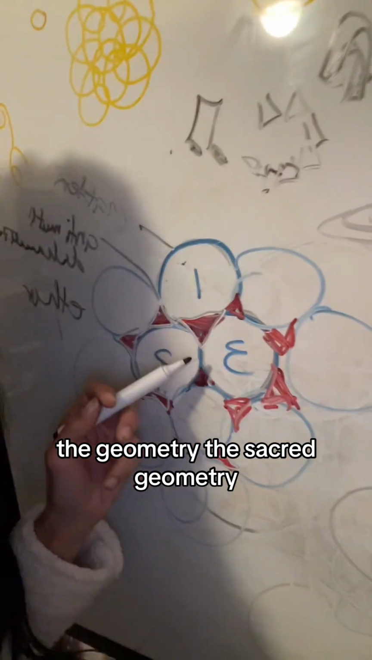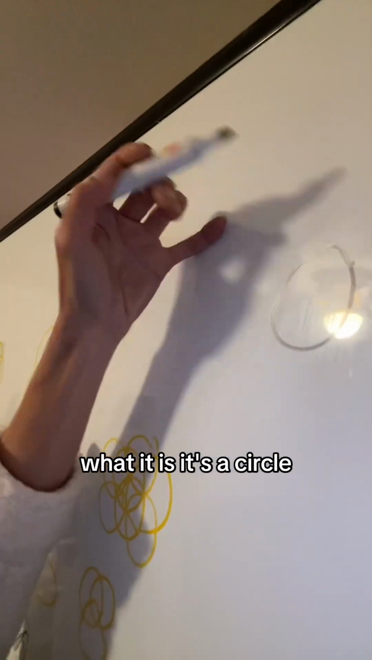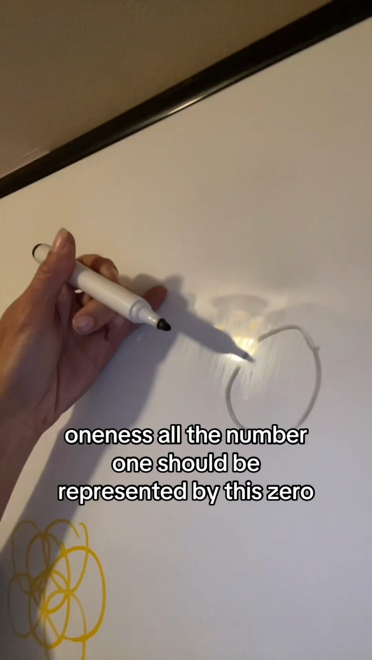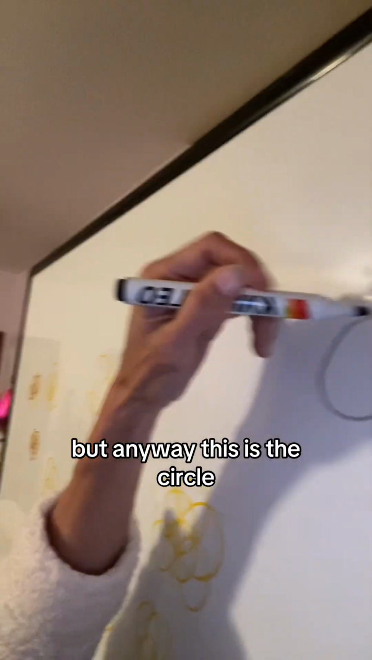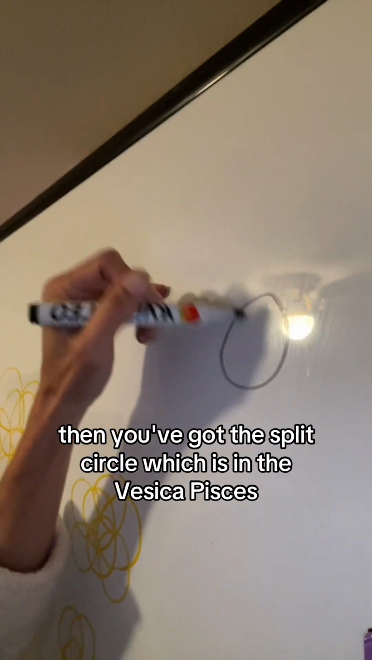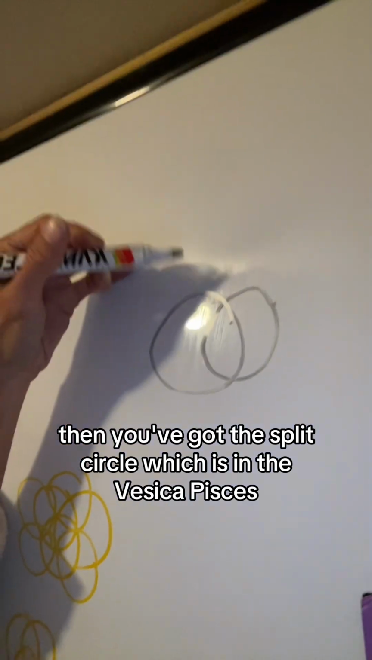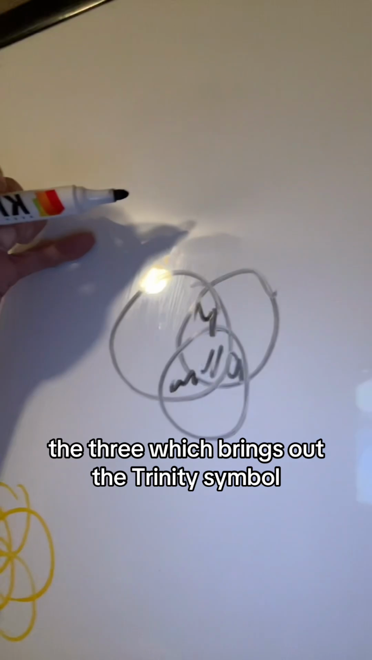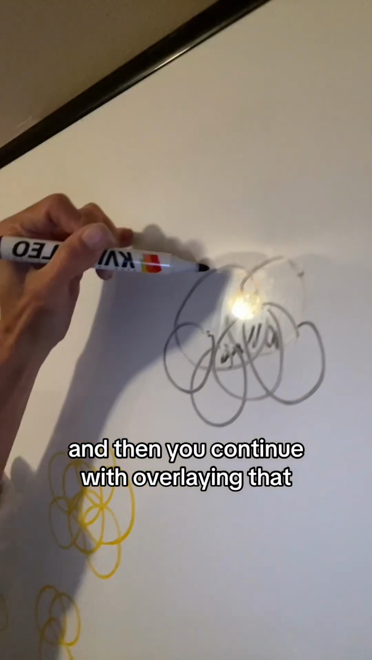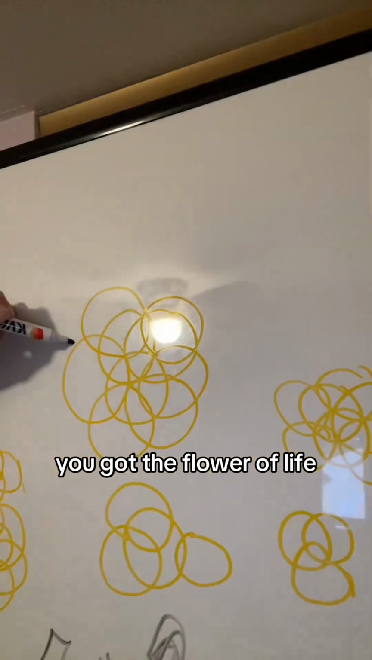geometry, the sacred geometry, which we call the flower of life, which is made of all of these spheres. It's literally the flower of life. First off, if you're not sure what it is, it's a circle. The circle represents everything, oneness, all. The number one should be represented by this zero. But anyway, this is the circle. The sphere represents oneness. Then you've got the split circle, which is the Vesica Piscis. I'm just going to run through these real quick. The three, which brings out the Trinity symbol. And then you continue with overlaying that, creating more waves, sound waves. Then you have the seed of life. And then when you get to this point where you have 19, you got the flower of life.